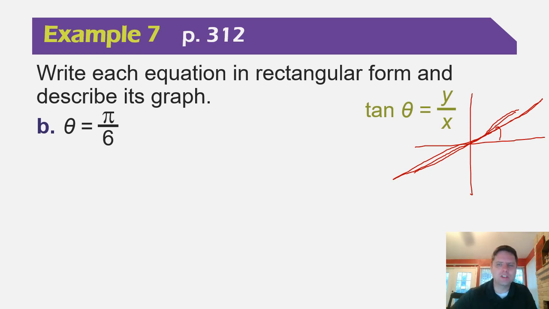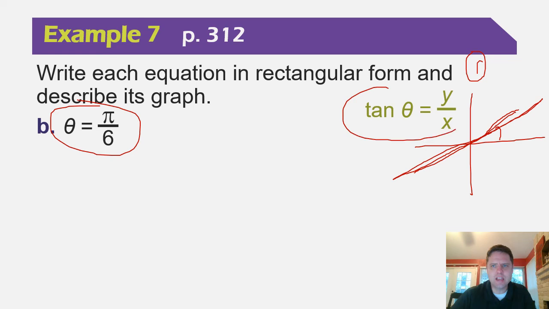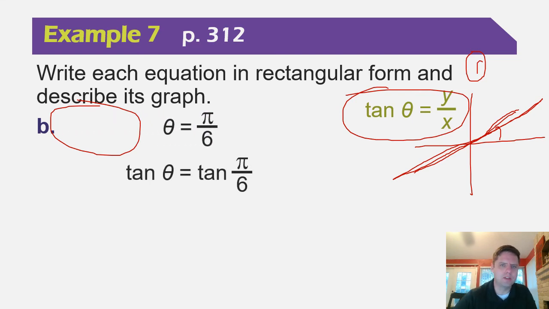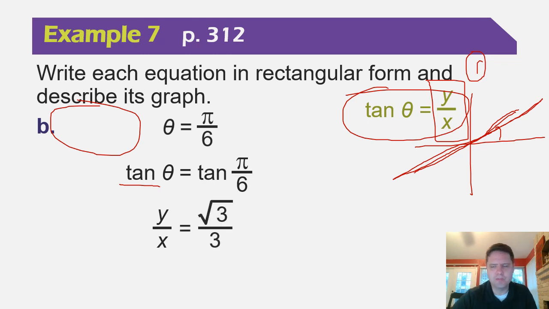That's going to be the one we want to use because the other ones, remember, have r's in them, and we have no r in this. We only have a theta. So this is actually the equation we want to use. Tangent theta equals y over x. Well, that means we just have to rewrite this one. Instead of that being just theta equals pi over 6, let's take the tangent of both sides. Tangent of theta equals tangent of pi over 6. And now wherever I see tangent theta, I can plug in y over x. And so we plug that in. Y over x equals tangent of pi over 6.